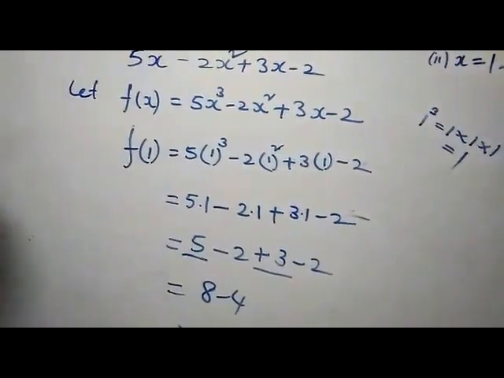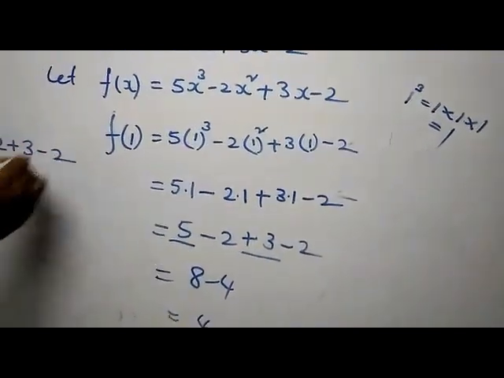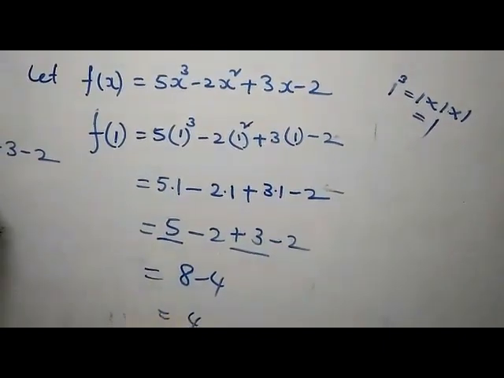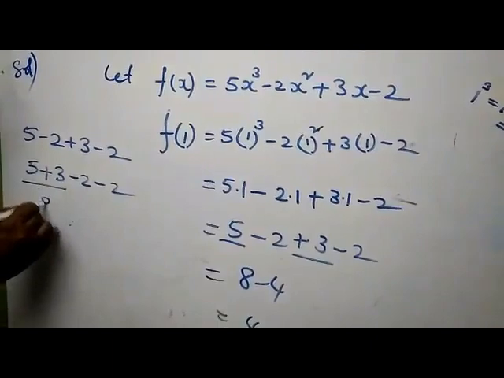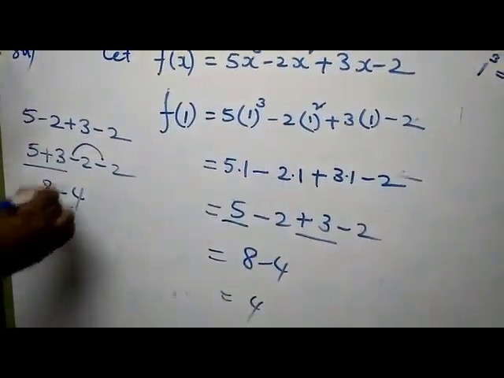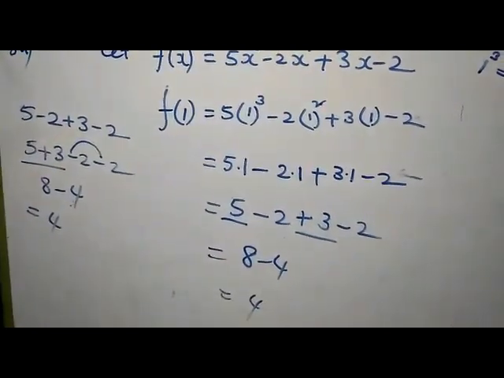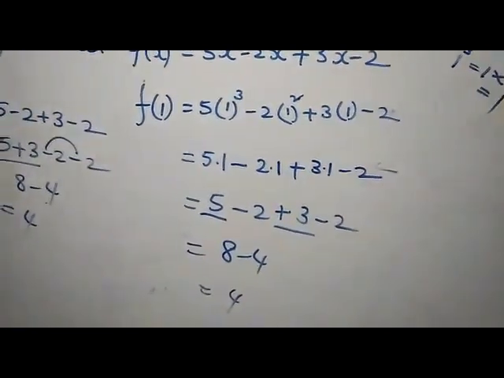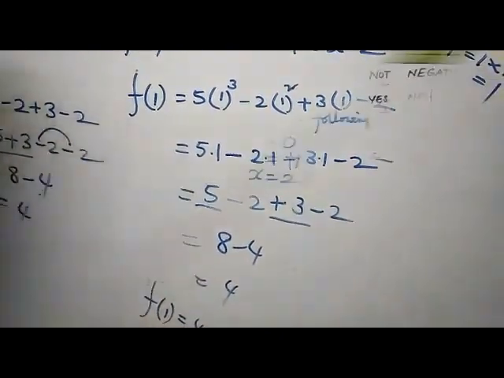If you want, once again I will explain. 5 minus 2 plus 3 minus 2. If you want, you can write 5 plus 3 minus 2 minus 2. If you are adding these, 5 plus 3 is 8, minus 2 minus 2 is nothing but 8 minus 4. 8 minus 4 is equal to plus 4. That is the answer. Therefore, f of 1 is equal to 4.